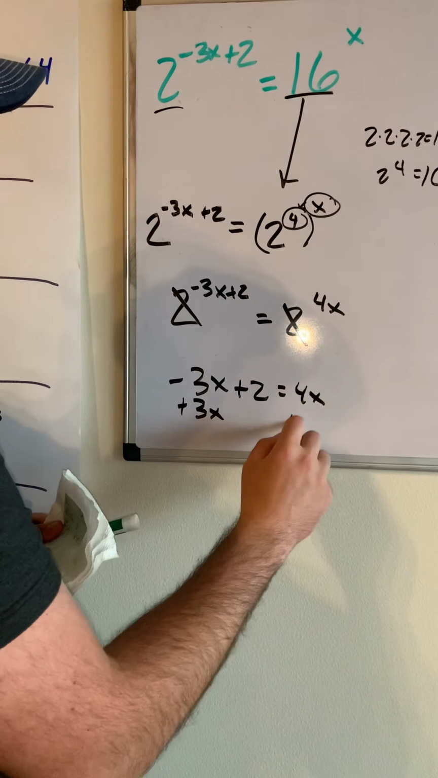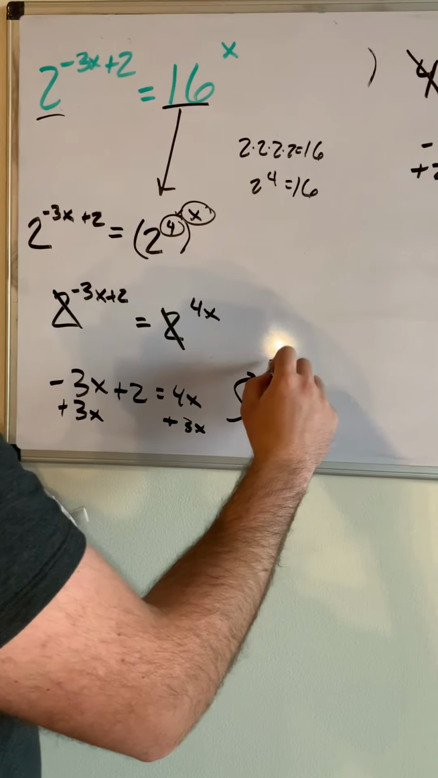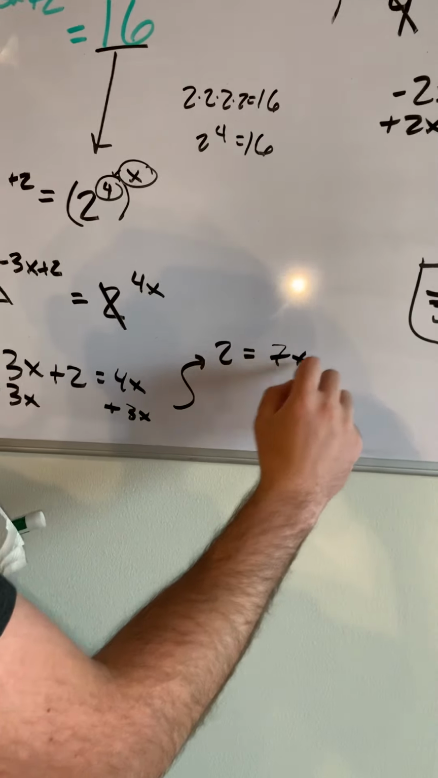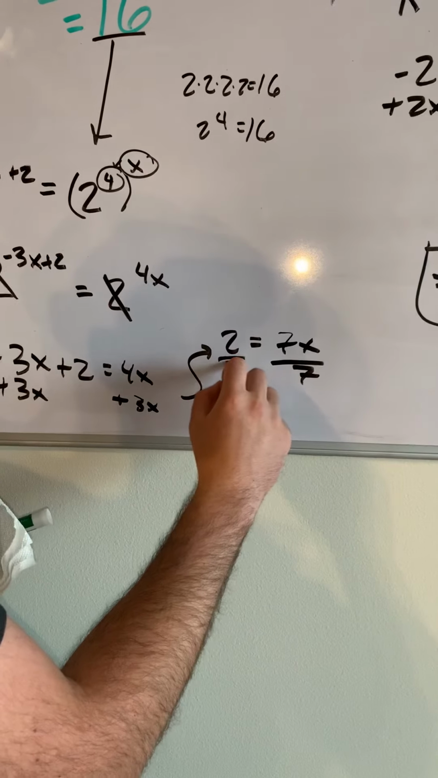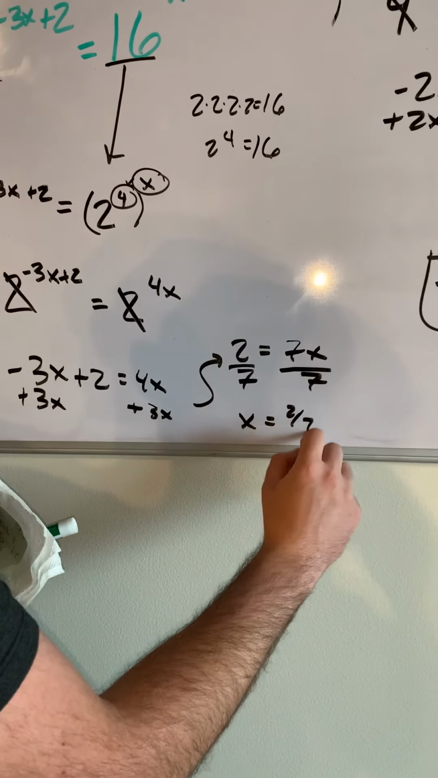Add 3x, add 3x. Keep it moving. 2 equals 7x. Divide by 7. Divide by 7. x equals 2 over 7.